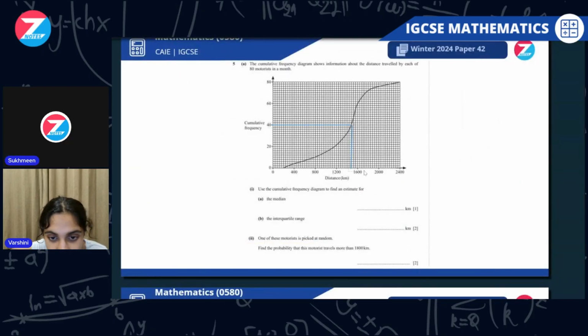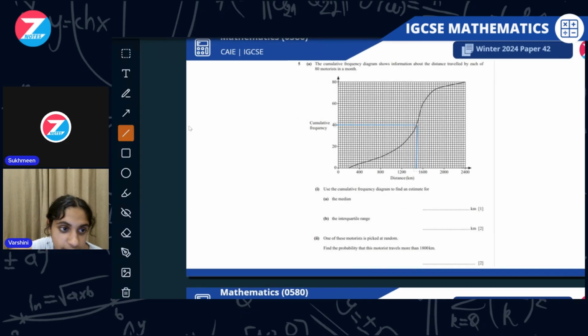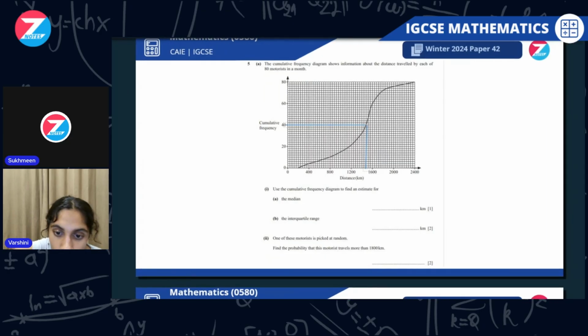So now to find this point, we know that for 400 there are 10 boxes, so that means each box is 40. So that's going to be 1240, 1280, 1320, 1360, 1400, 1440, and 1460. So that means the median is 1460.